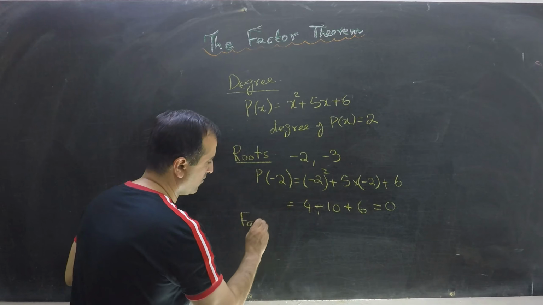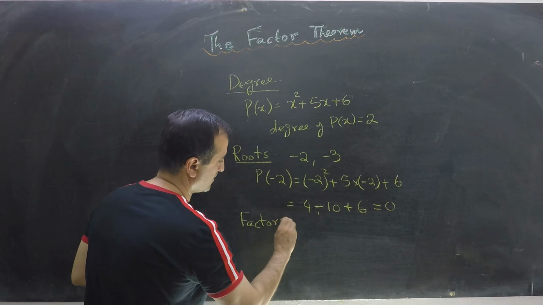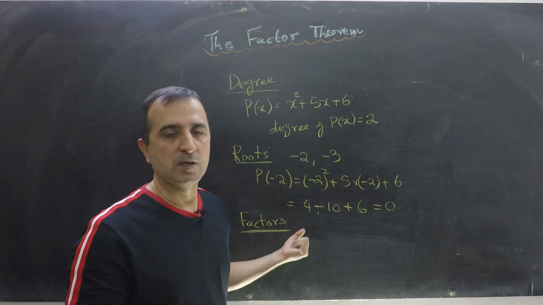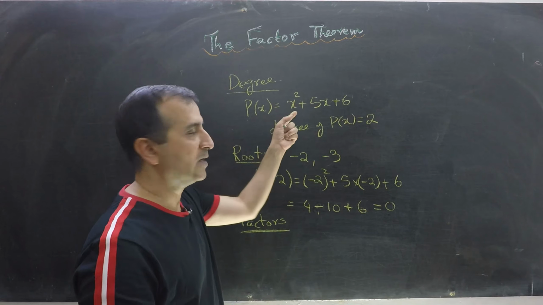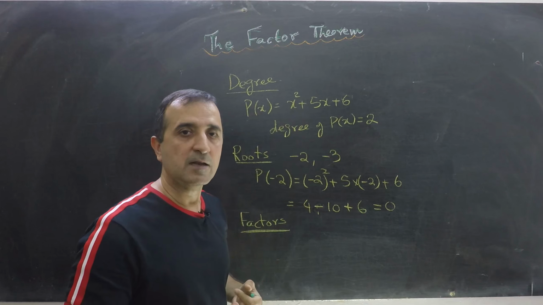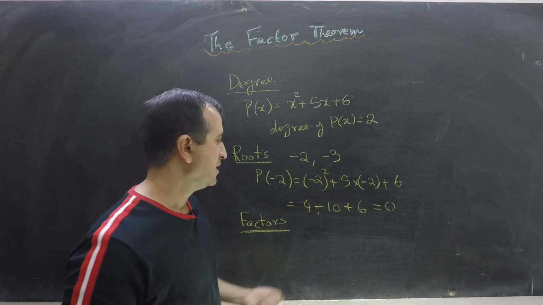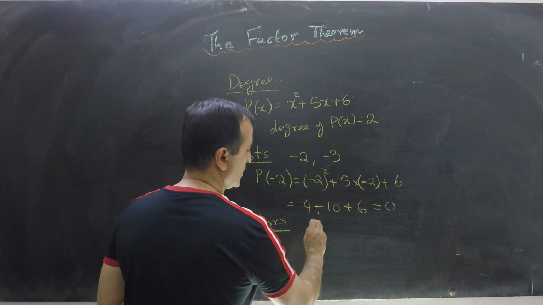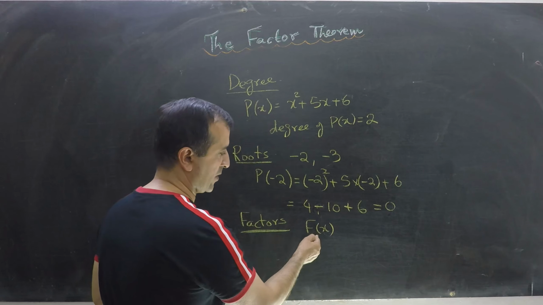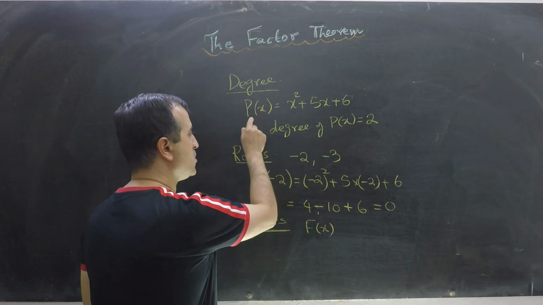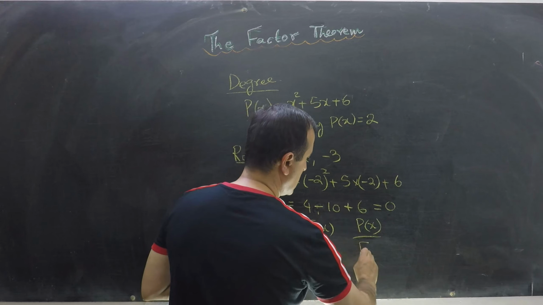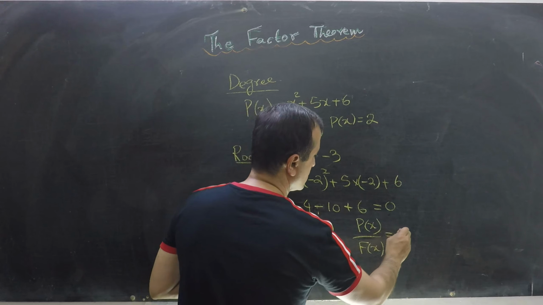Now let's learn about factors of a polynomial. A factor of a polynomial is another polynomial that divides this polynomial with no remainder. Assume that my factor is another polynomial f of x. So if this polynomial is a factor of polynomial p of x, then p of x divided by f of x must give remainder 0.